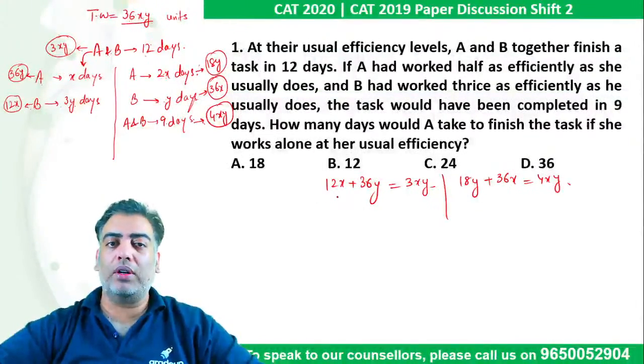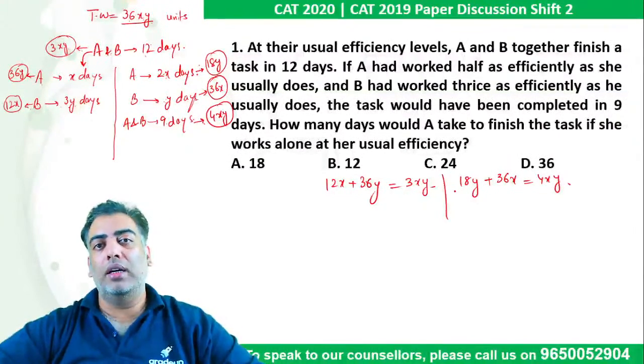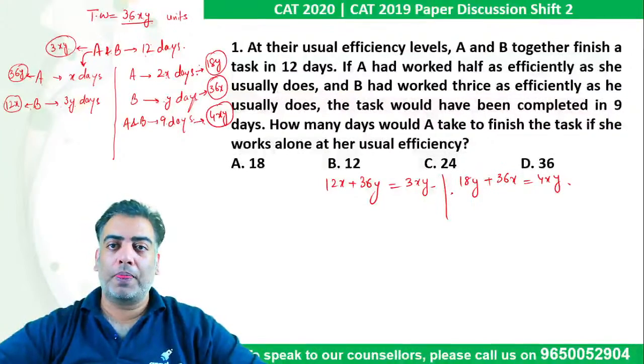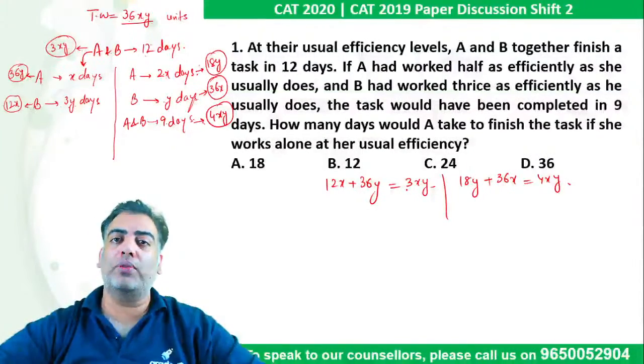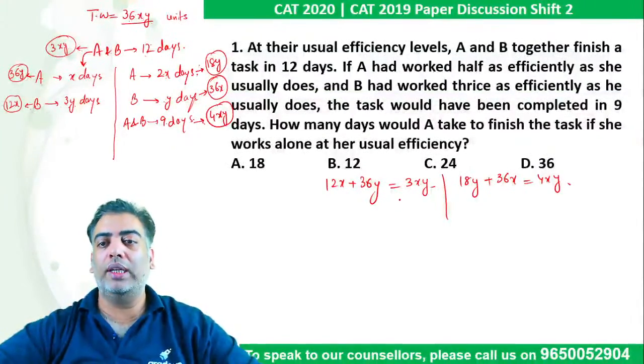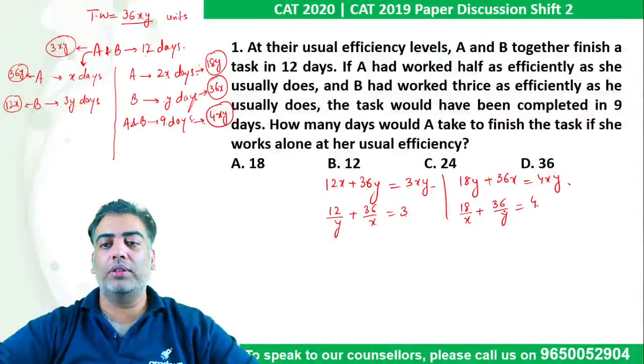Whenever we come across such an equation, in order to solve it, either we can divide both the equations and generate a relation between x and y, or we can divide the two equations by xy and then solve for 1 upon x and 1 upon y. Either way, the answer will come. So I am dividing both sides by xy: 12 upon y plus 36 upon x equals 3, and here it is 18 upon x plus 36 upon y equals 4.